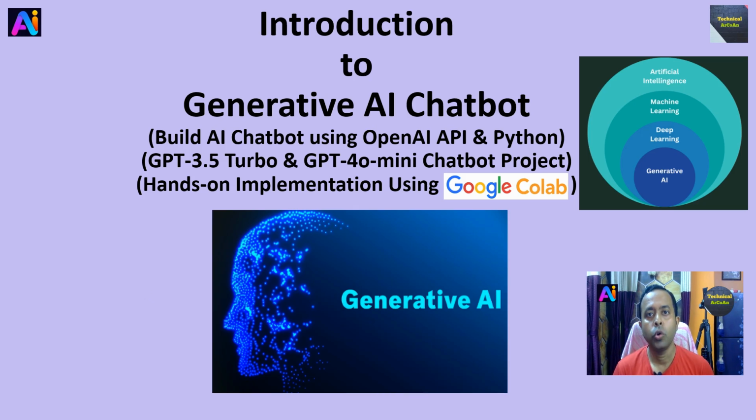So in this project, we are using OpenAI GPT 3.5 Turbo and GPT 4o Mini models to build two separate conversational AI chatbots. Both chatbots take user input, send it to the OpenAI API and generate intelligent responses in real time. By the end of this video, we will understand how conversational AI systems work using large language models, or LLMs.